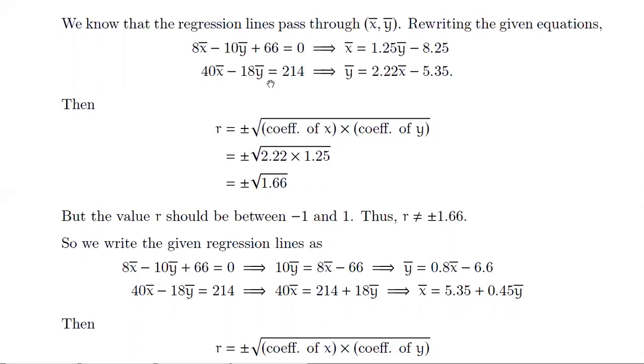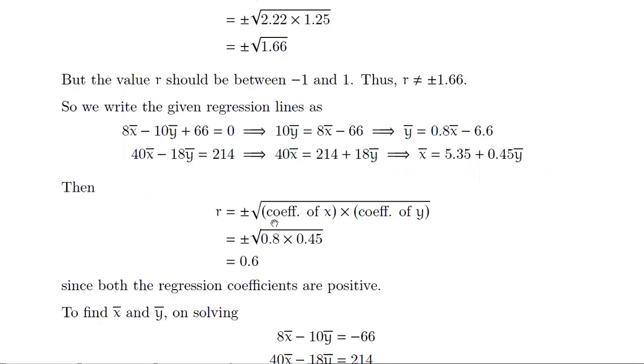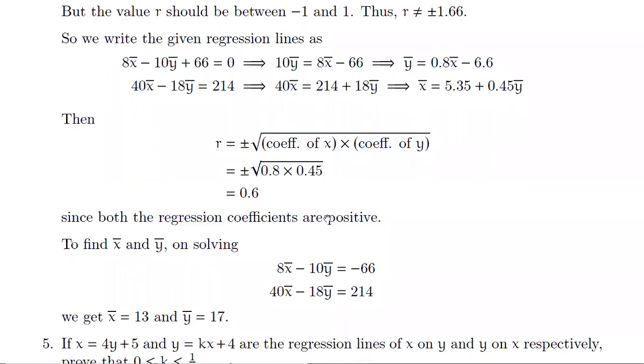And earlier you had taken the second equation and got the value of y bar. Since that didn't work, now we take this equation and using this equation we calculate the value of x bar. So we get x bar equal to 5.35 plus 0.45 y bar. So now again we calculate the value of r. R is equal to plus or minus root of coefficient of x into coefficient of y. Coefficient of x here is 0.8 and coefficient of y here is 0.45. So after substituting all these values, we get the value of r as 0.6.